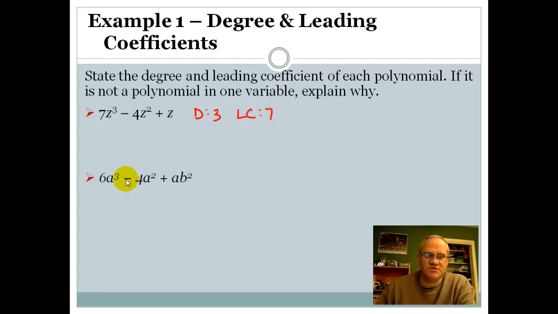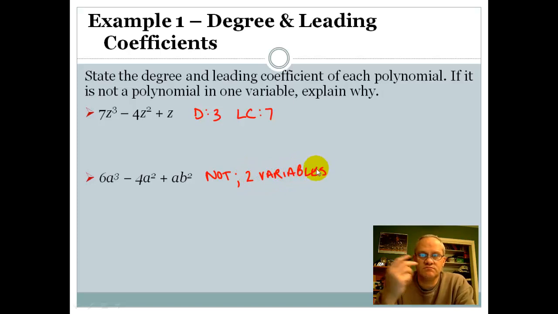You look at this and you go, look at this, A and a B. There are two variables, so this one is not a polynomial in one variable. And why not? It's because there are two variables. Okay. One more.